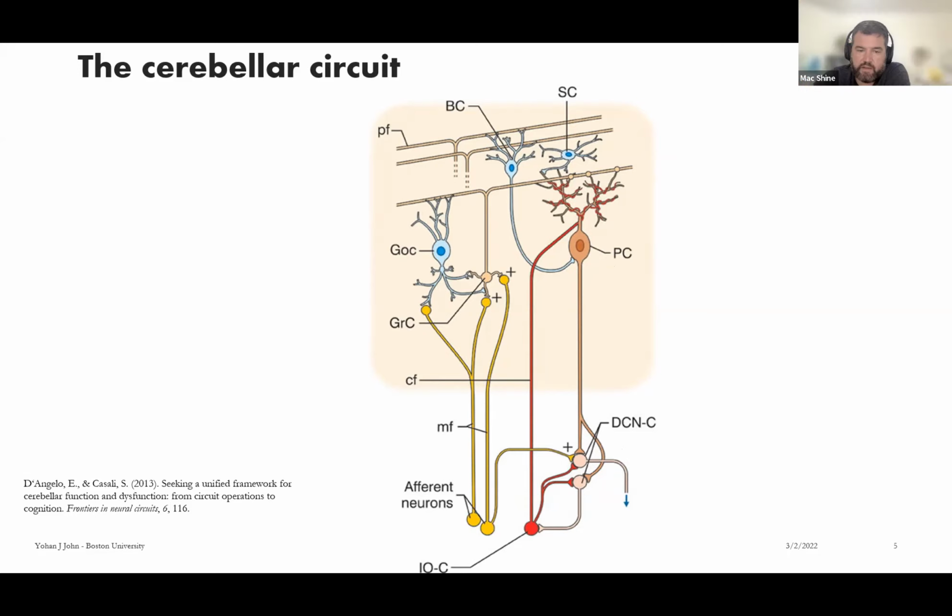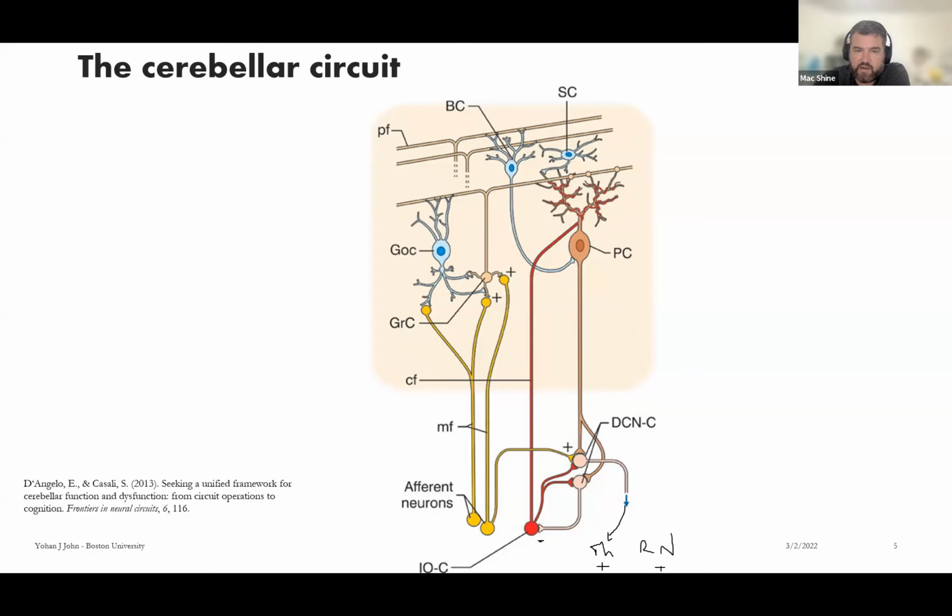They don't show it here, but the deep cerebellar nuclear inputs back to the olive are inhibitory, while their projections out to, say, the thalamus or the red nucleus are excitatory. So this is thought to close a loop and tell the olive to diminish its activity.